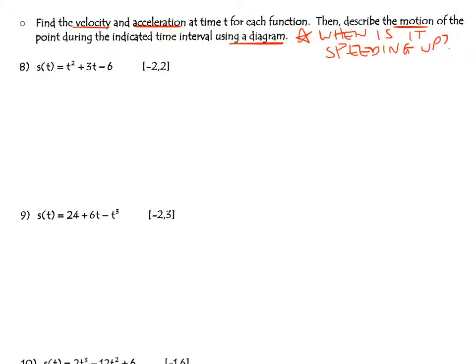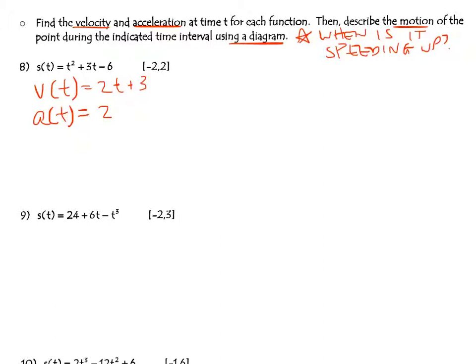So let's first find velocity and acceleration. Remember, velocity is just the derivative of position. So we get 2t plus 3. And then acceleration is going to be the derivative of velocity. So in this case, it's just going to be 2. That's it. It's always going to be the same.